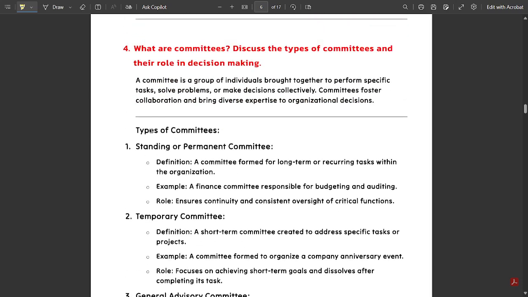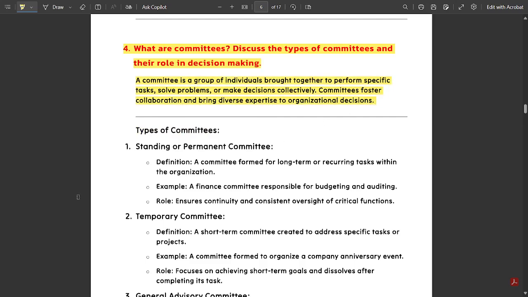So let's get to the next question. What are committees? Discuss the types of committees and their role in decision making. Okay, so what is basically a committee? A committee is a group of individuals brought together to perform specific tasks, solve problems, or make decisions collectively. Committees foster collaboration and bring diverse expertise to organizational decisions.